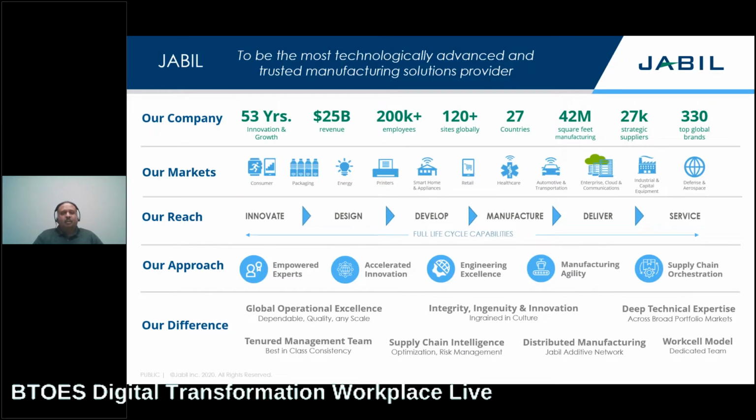We have a wonderful network of employees, 250,000 plus. We operate globally around 120 sites and adding more to that. We operate in 27 countries. Our total manufacturing space is around 42 million square foot. We have a huge network of suppliers. They are our backbone. We have about 27,000 strategic suppliers. And the brands that we deal with, there are around 330 plus. As you can see, it's a global company. It's a huge network of employees.